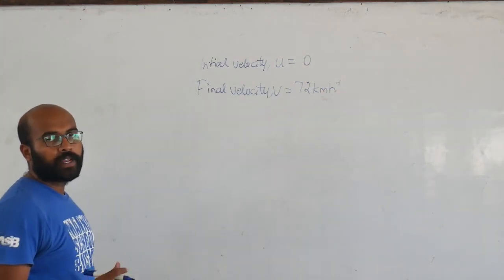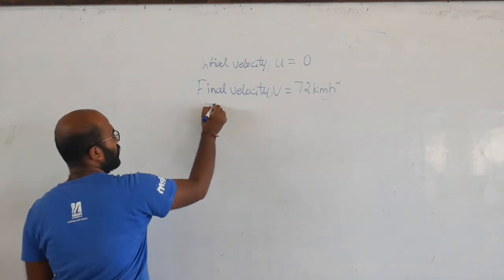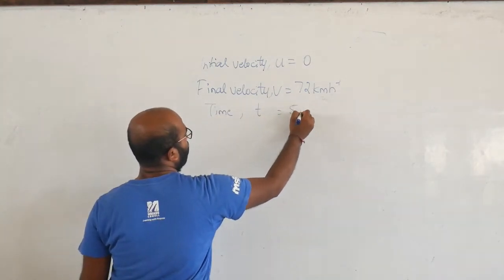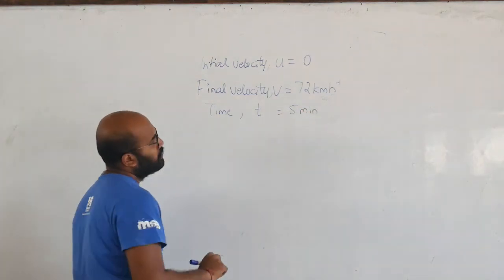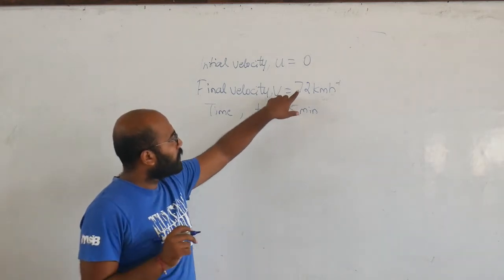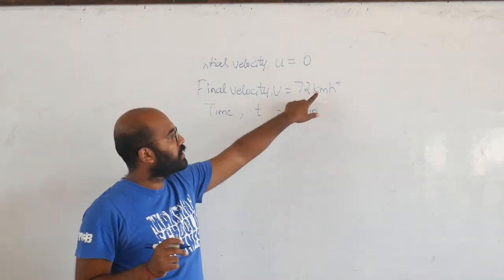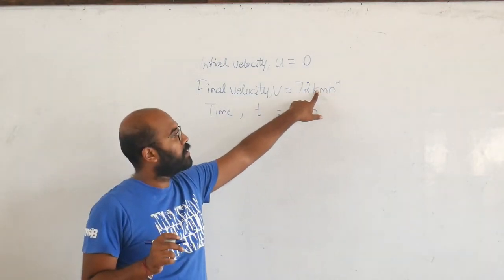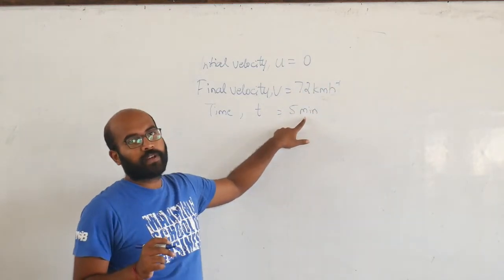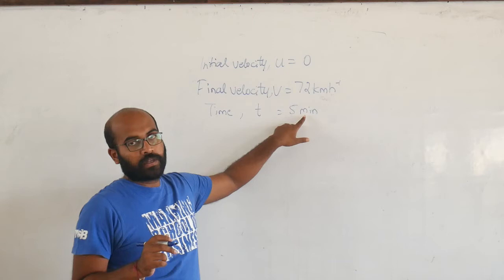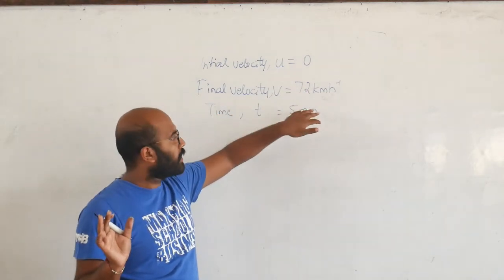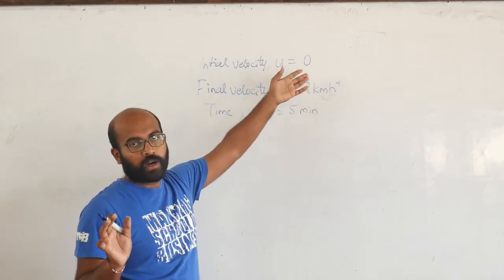In how much time? In 5 minutes. So time t is 5 minutes. One thing you need to do is convert. This speed is in kilometer per hour, but the time given is in minutes. So you need to convert both to a common unit. You can either convert minutes to hours or hours to seconds.